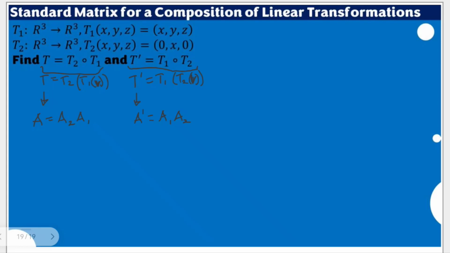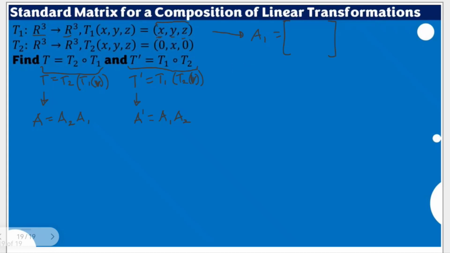But where do we get these A sub 1 and A sub 2 matrices? Our A sub 1 matrix is taken from this linear transformation here. Take note that our codomain is R3, so A sub 1 is a 3 by 3 matrix. Since we have x, y, and z, we take out the coefficients of x in our first column, y in the second column, and z in the third column, depending on the entries here.